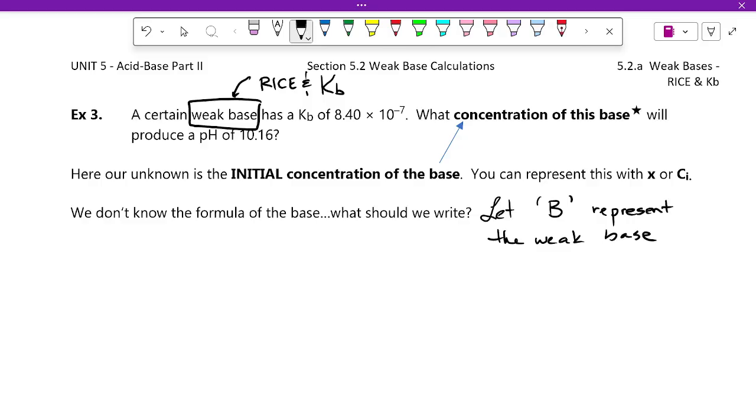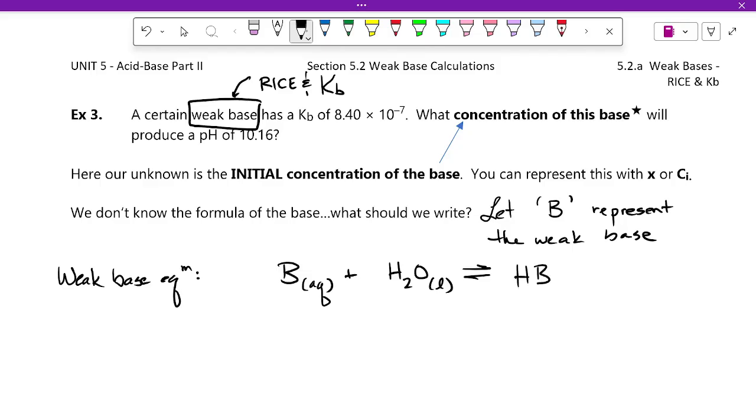And let's write the weak base equilibrium. We got B, which is aqueous, water, which is liquid, in equilibrium with HB plus aqueous plus OH minus aqueous. And we are going to be using a RICE table, so let's write in our R, I, C, E.